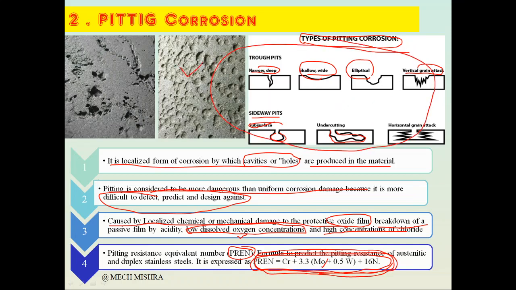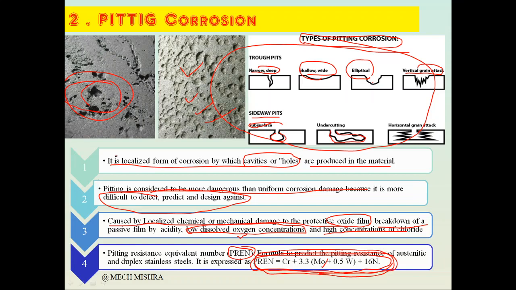If we see, we can ask which type of these shown in the photograph looks like shallow; some are shallow and some are elliptical, and these are looking like subsurface or undercutting type pits. So we have understood pitting corrosion.